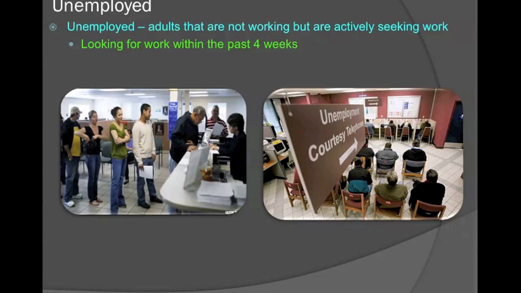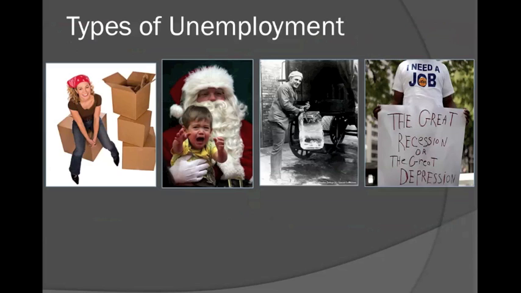So, now you know who's employed. Anyone that is working and currently is on someone's payroll. Now you know who's unemployed. Anyone that's not working but is actively looking. Let's talk about the different types of unemployment.